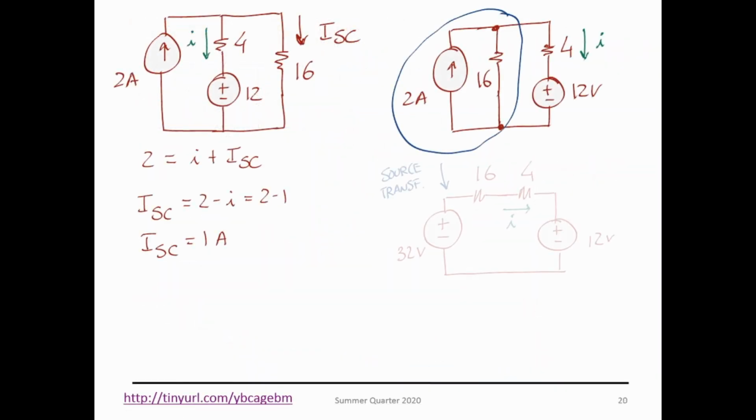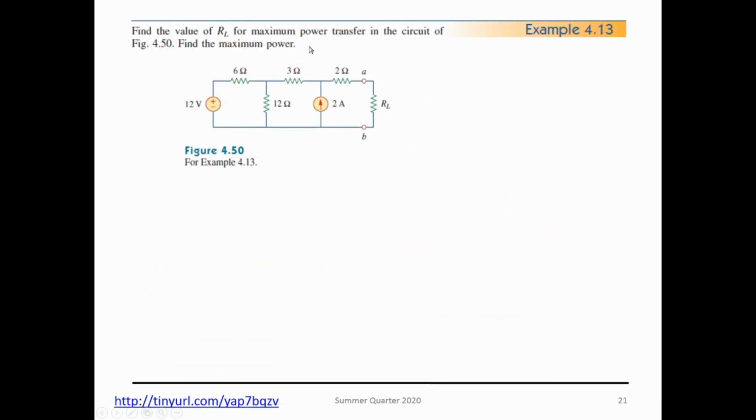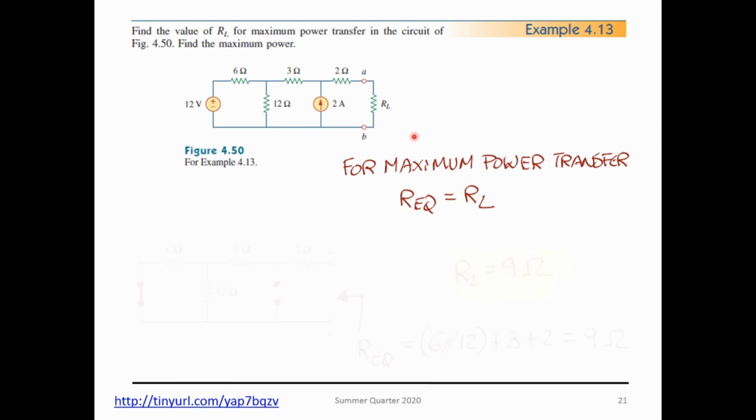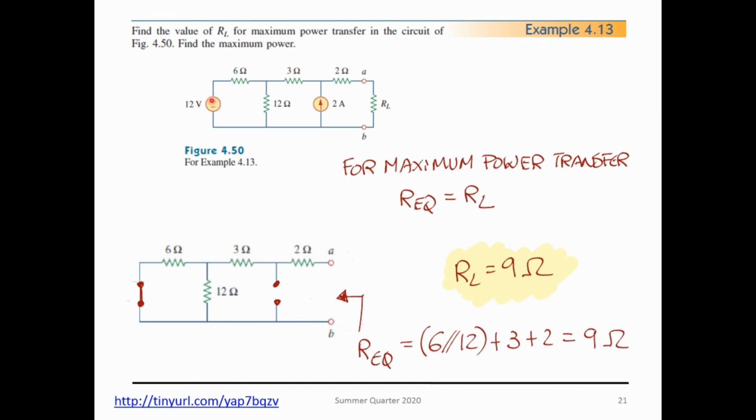All right, cool. So now let's go over our last one, the maximum power. I want to find the RL that gives you the maximum power transfer in the circuit. So the most current and the maximum value for the relationship between current and voltage. For maximum power transfer, we know that the load resistance needs to be equal to the equivalent resistance seen by the circuit. So if I short circuit the voltage sources, open circuit the current sources, and find the R equivalent, we get 6 in parallel with 12, in series with 3, in series with 2, which is 9 ohms, and 9 ohms is the resistance for maximum power.